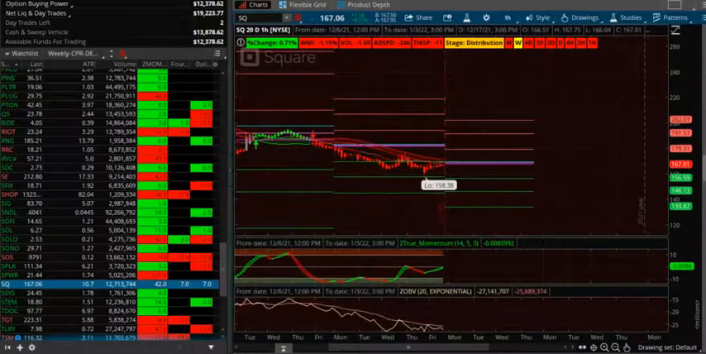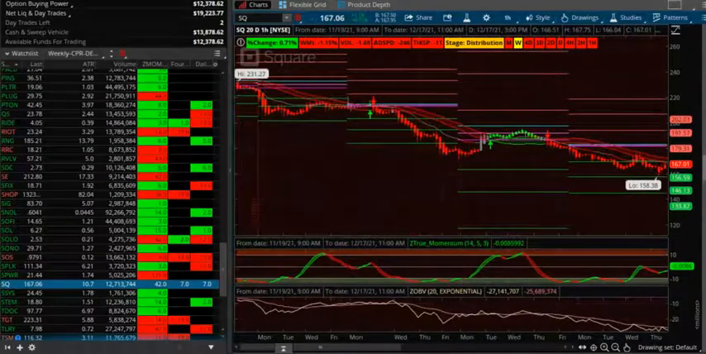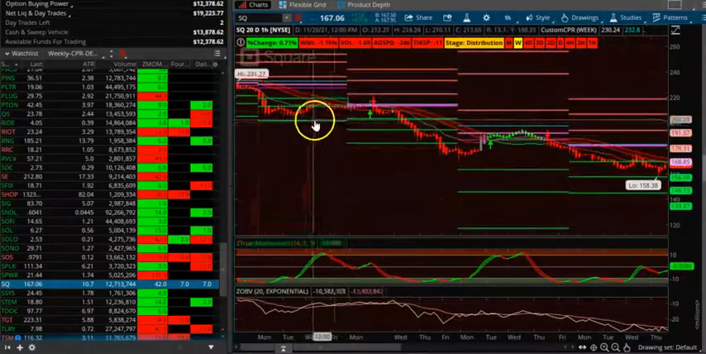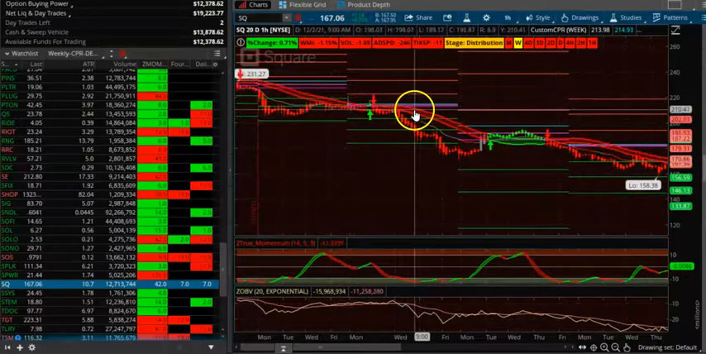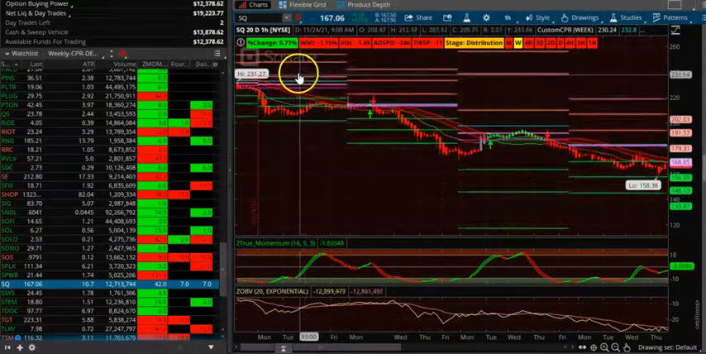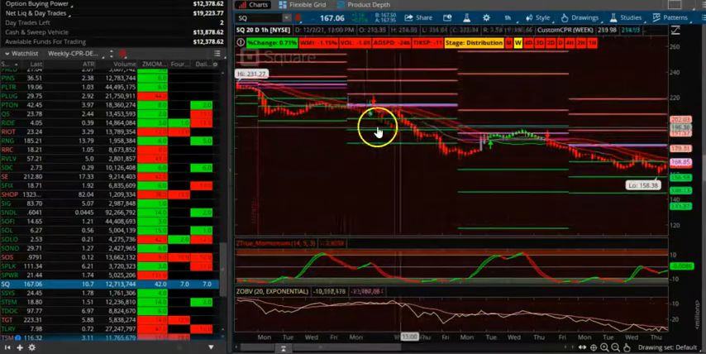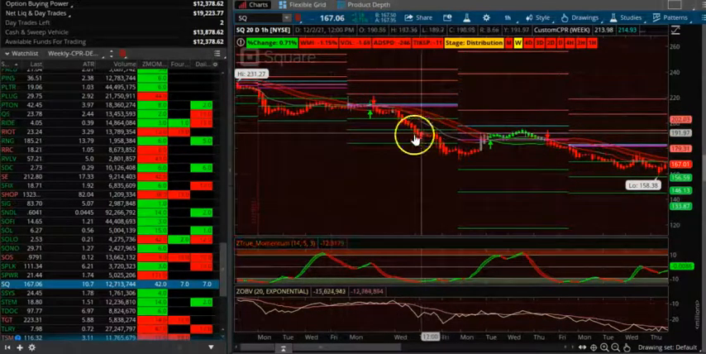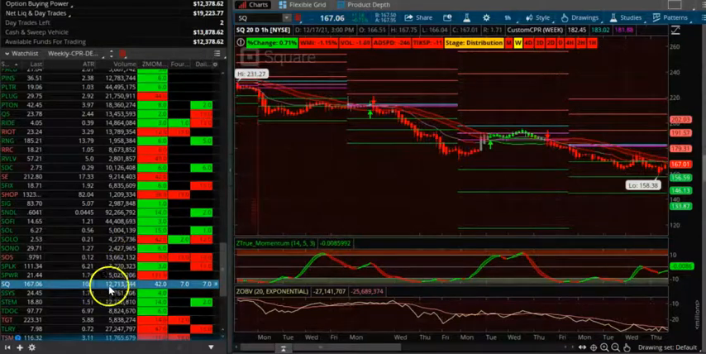So I would say UPST, AFRM, COIN, M, Citibank, and SQ. Square used to be Square; it's called something else now, I think. You can also see the ATR is 10, so it's a good momentum stock.